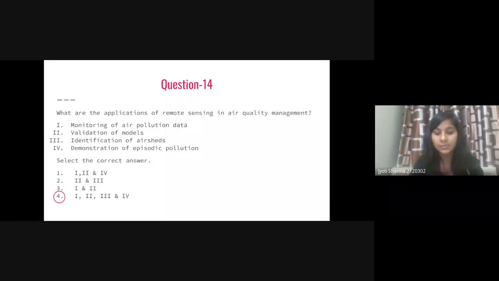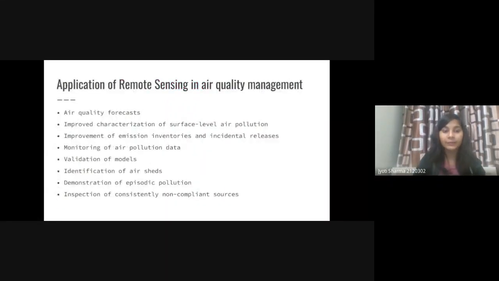So all the answers are right, and these are more applications of remote sensing. You can even forecast your air quality. Then you can improve the characterization of surface level air pollution.